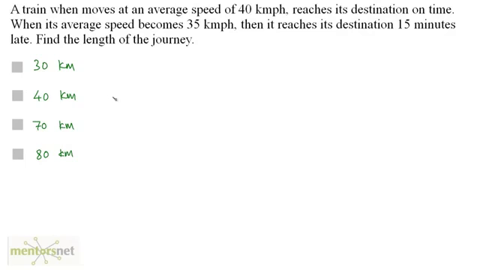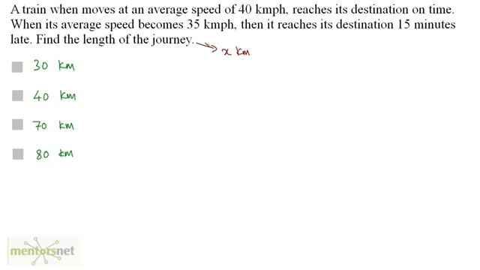A train, when it moves at an average speed of 40 km per hour, reaches its destination on time. When its average speed becomes 35 km per hour, then it reaches its destination 15 minutes late. Find the length of the journey. Now let the length of the journey be x kilometers.